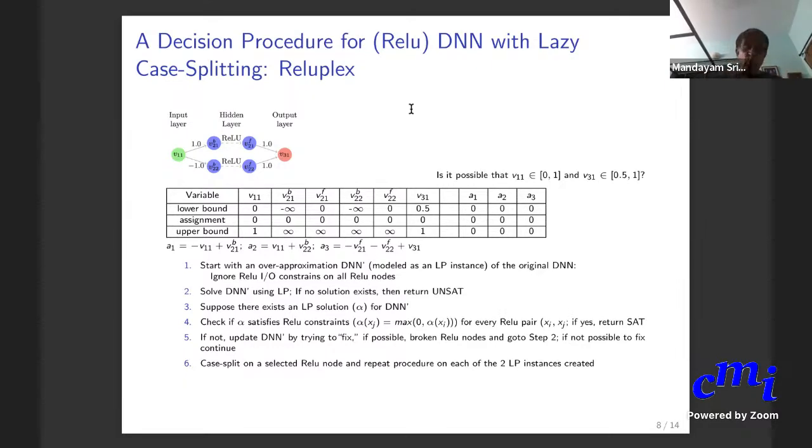That is the essential idea. To summarize, two ideas. You start with an over-approximation of the original network by ignoring all the nonlinear constraints imposed by the ReLU nodes. That allows you to get the problem into an LP instance, and then you keep adding update rules to fix the broken ReLU pairs. Now I'm going to show how it works, illustrated on this particular example.